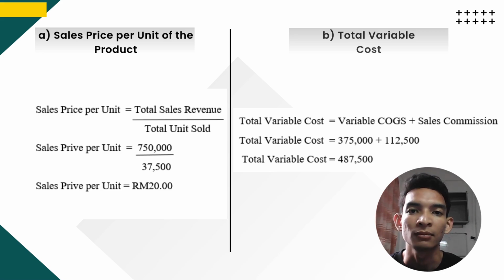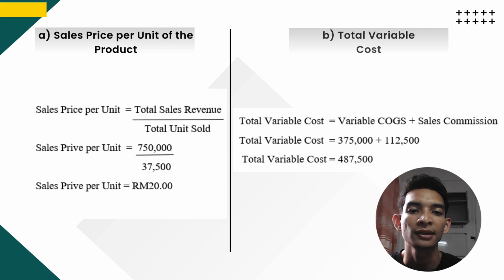Today I want to present about the statements slide before, question A until H. Question A is sales price per unit of the product. The formula is total sales revenue divided by the total units sold. The total sales revenue is 750,000 and total units sold is 37,500, and the answer is 20 ringgit.